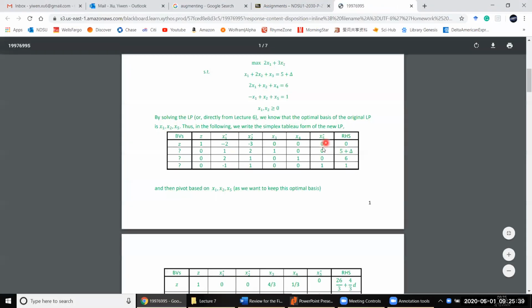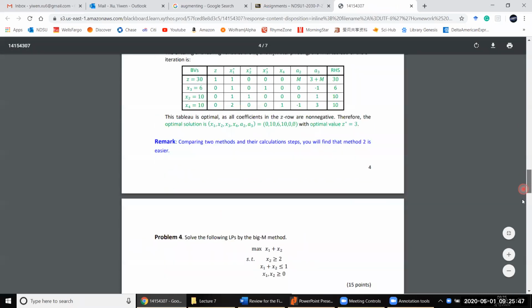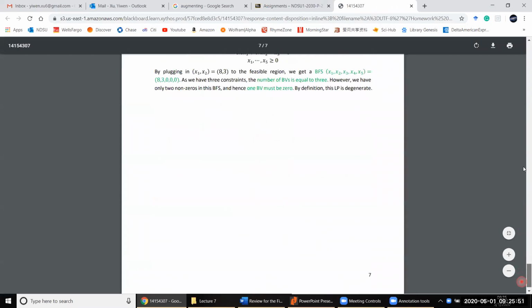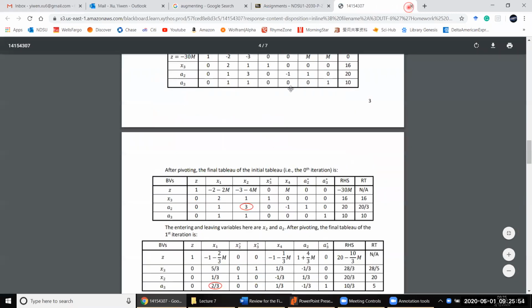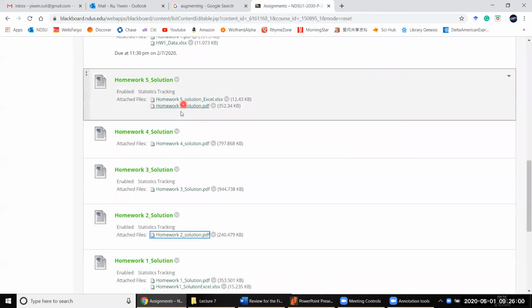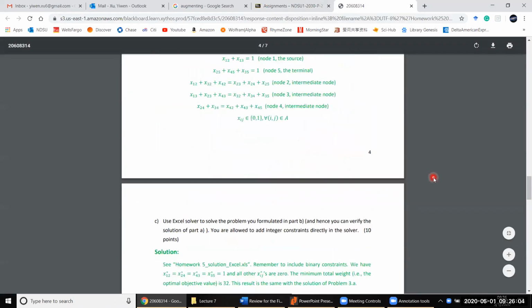For example, here, no comment. So it's number 3. Some problems have some comments there. I remember I have a comment in, oh, no, it's homework 5, I think, yes. Homework 6, I cannot show you the answer so far.